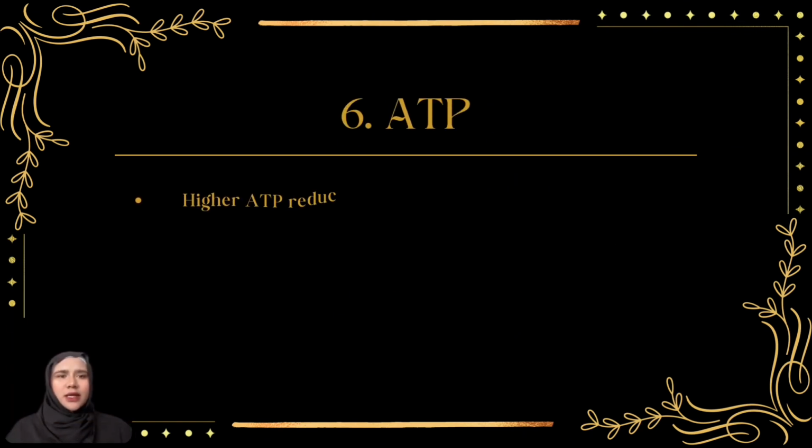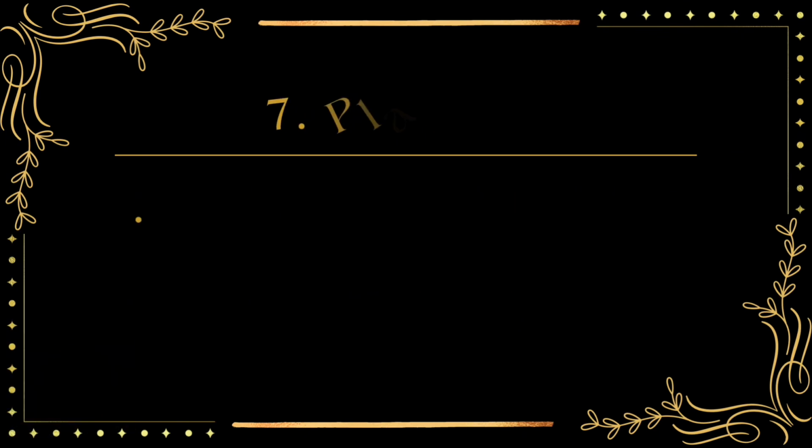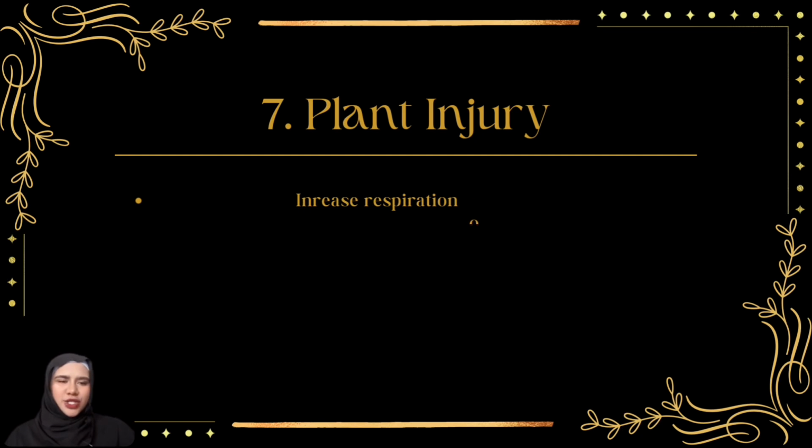So after that, we have ATP. ATP is an indication that there is sufficient energy available. Higher ATP level during respiration slows down the pace of respiration. By slowing the rate at which glucose is converted into ATP in the mitochondria, the mechanism known as feedback inhibition conserves resources. Following that, we have plant injury.